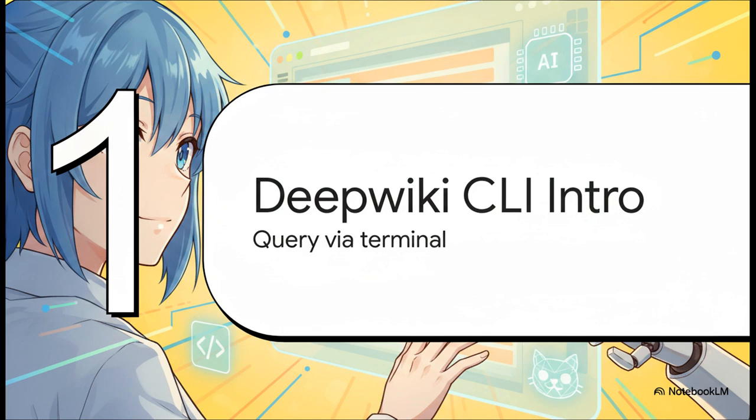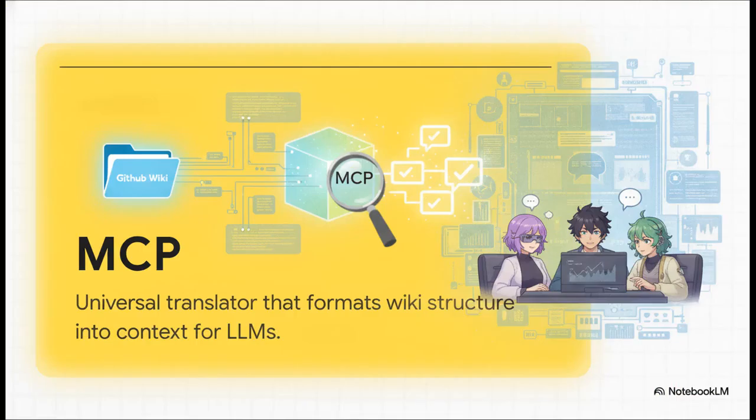Which brings us to Section 1, Introducing the deepwiki CLI. Query via terminal. So to let you query all this without a browser, this brand new Rust-based command line interface relies completely on MCP. That's the Model Context Protocol. If you're not super familiar with it, honestly, just think of MCP as a universal translator. It takes all that raw external data, like the intricate folder structure and the text of a GitHub wiki, and packages it up into high-quality, perfectly formatted context that large language models can instantly digest. It's literally the crucial bridge that allows deepwiki to speak directly and fluently to our AI agents.